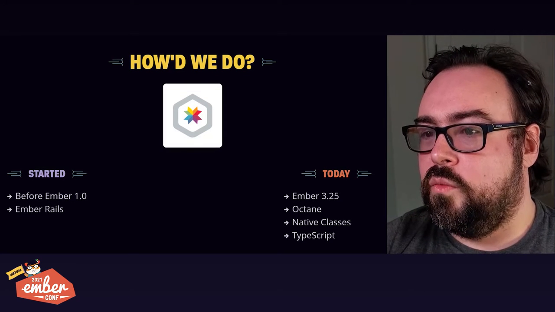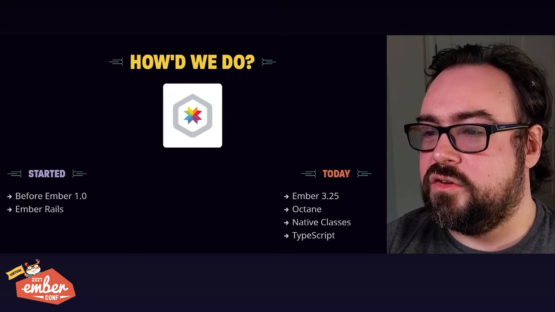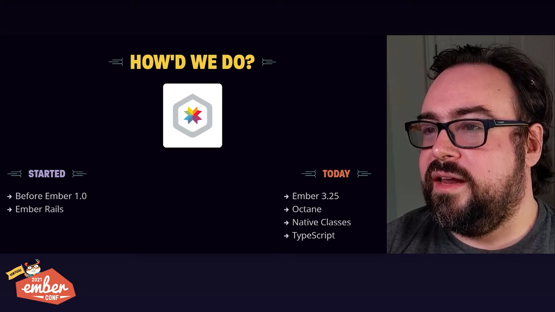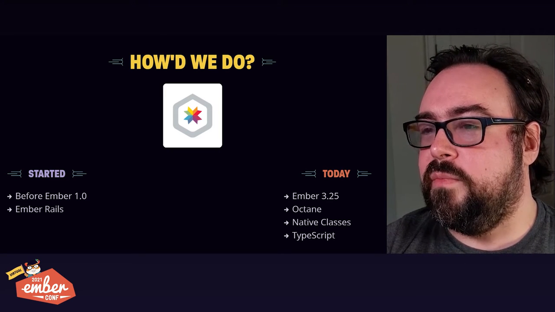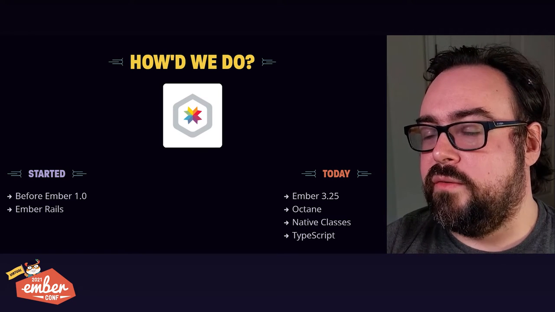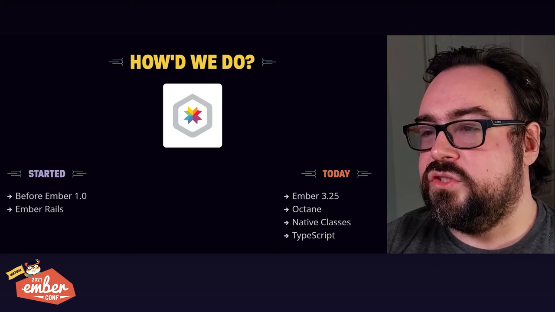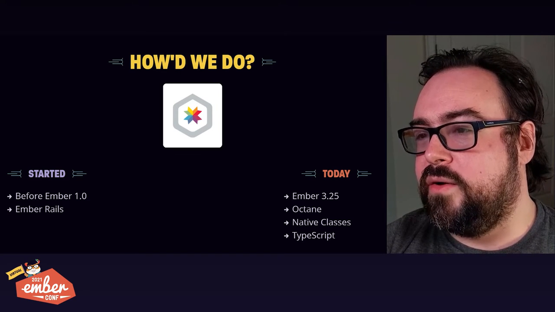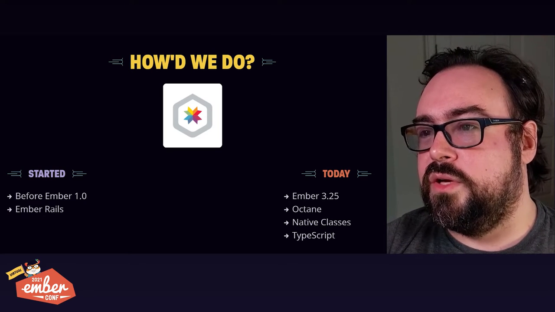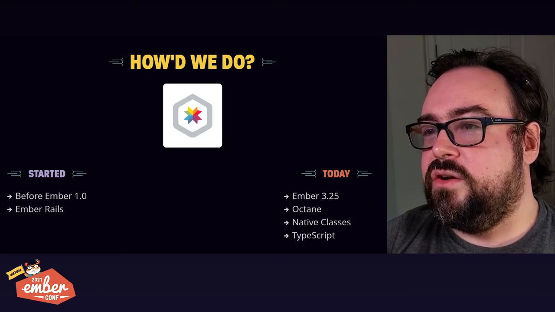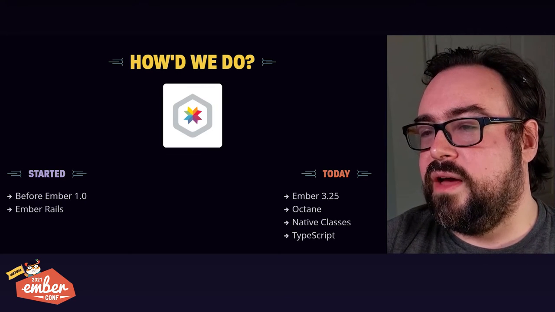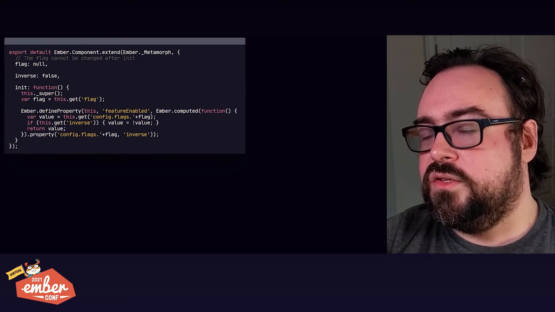So how do we do? Well, my own app, Skylight, started on Ember before 1.0, and it's on Ember 3.25 today. And it's not just on Ember 3.25 because Ember is compatible. We migrated to native classes in 2019, we migrated to TypeScript in 2020, and you should definitely check out Kristen's talk about how we migrated to TypeScript, and how you can use TypeScript to become a more confident developer. In general, if you look at our code base today, it really looks like an Ember 3.25 app, which looks pretty modern.